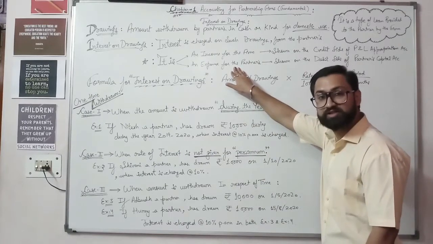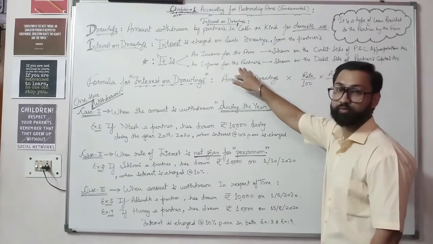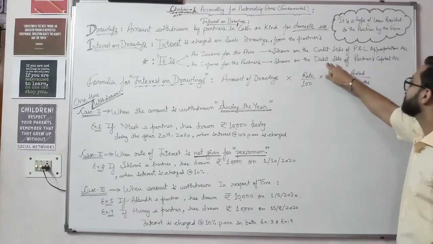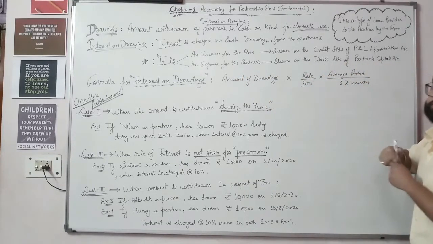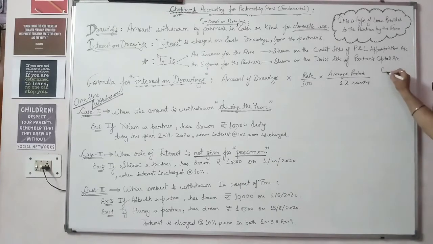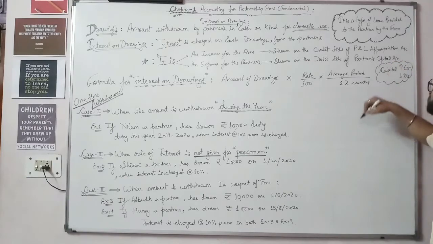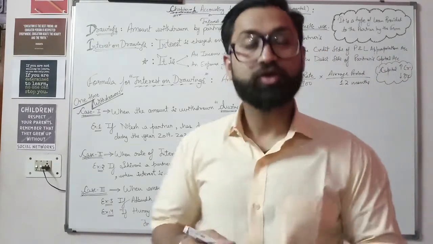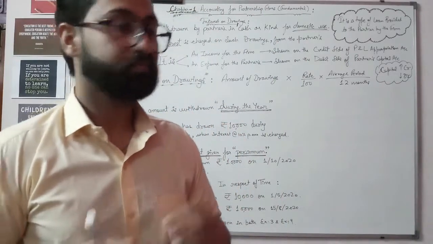If it is an expense for partners, so they have to pay it, their capital will be deducted, shown on the debit side of partners' capital. Now you must know that if capital is increased, it is credited, and if it is decreased, it is debited. Why so? Because capital is of liability nature. Capital is a liability towards the firm.